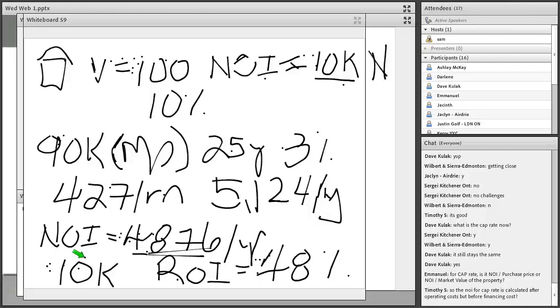Okay, let's go back to this. So for the cap rate, it is NOI over purchase price. The NOI for cap rate is calculated after operating costs, but before financing costs. Exactly. So cap rate has nothing to do with financing. This is key. Nothing to do with financing.